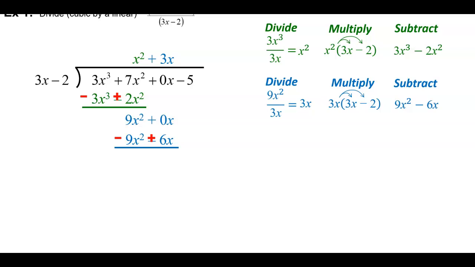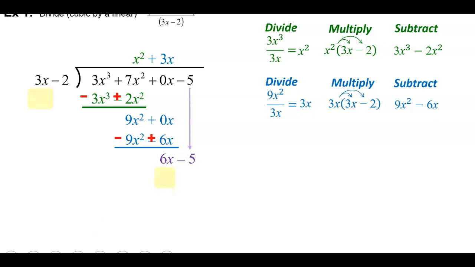Now, let's do the math. What's 9x squared minus 9x squared? 0. We do it because we want it to cancel out. It does cancel out. And then 0x plus 6x is what? 6x. Okay. Bring down the minus 5. We've done a second cycle. Can you do the cycle all over again?